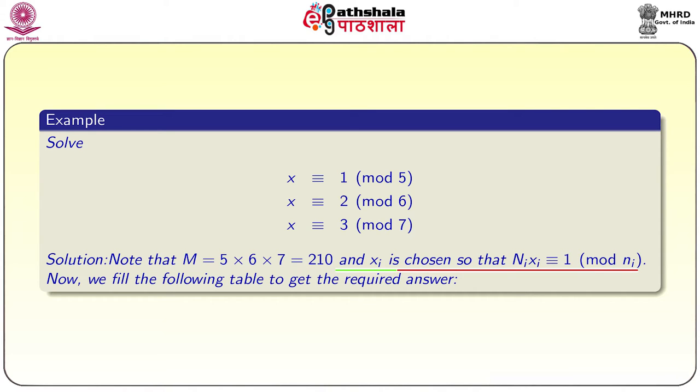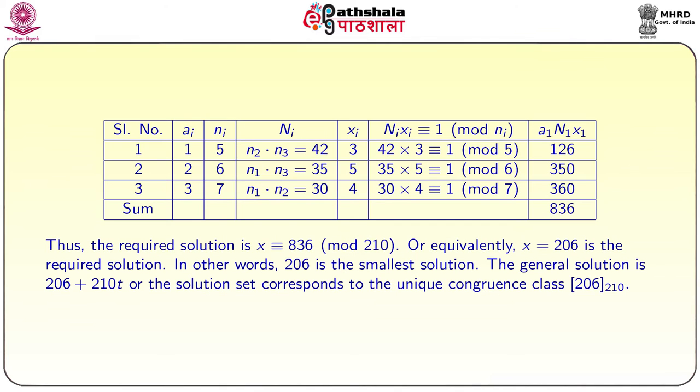And x i is chosen so that N i x i is congruent to 1 mod n i. Now, we will fill the following table to get the required answer. This is just showing how we proved the Chinese remainder theorem. So, those who do not understand the proof of the Chinese remainder theorem, now it will be clear to them. If you look at the problem, what is given to us is small a 1 value is 1, small a 2 value is 2 and small a 3 value is 3. n 1, n 2, n 3 are 5, 6, 7.